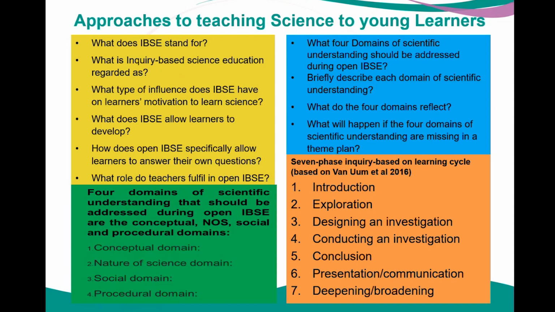So you may come across a 5-phase cycle, but we will focus on the 7-phase cycle as described by Bybee and then Borrow and Peters. So we'll refer to that in the presentation as well. You need to also consider the linkages between the 7 phases. But before we do that, I need to stress the importance of going through table 3.2, basically giving you a good indication of what the introduction requires: exploration, designing an investigation, conducting an investigation, conclusion, presentation and communication, deepening and broadening.